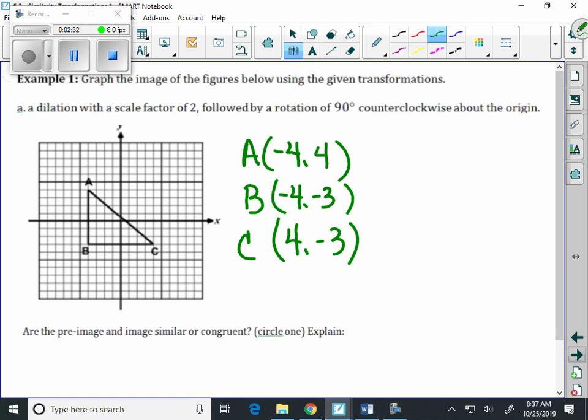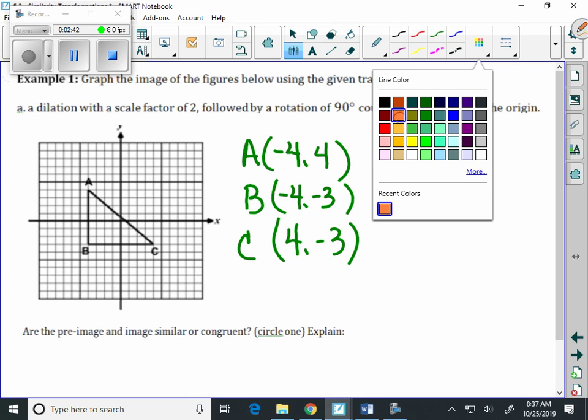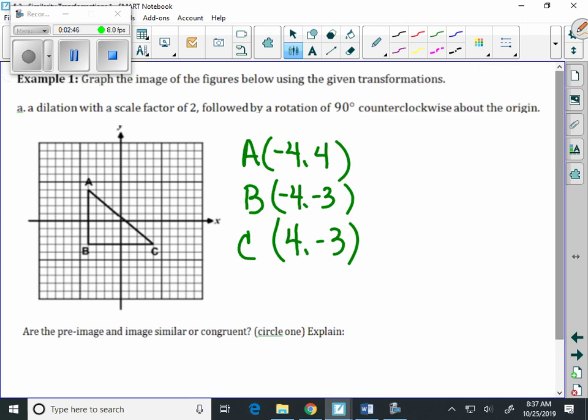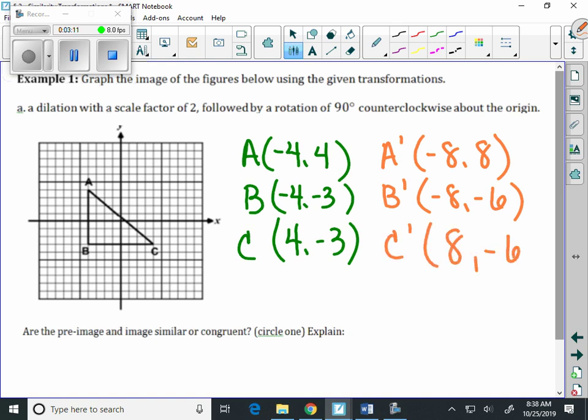And the first thing that we're going to do is we're going to dilate. We're going to make this figure bigger because the scale factor is 2. And consequently, what that means for us is that we're going to multiply every value in these ordered pairs by 2. So our new A is going to become negative 8, 8. We multiplied negative 4 times 2, 4 times 2. Our new B is going to be negative 8, negative 6. Again, we multiplied negative 4 times 2, negative 3 times 2. And our new C value is 8 and negative 6. Again, we multiplied both of those values in the ordered pair by 2 because that was our scale factor. And that's going to be the first thing that happens.